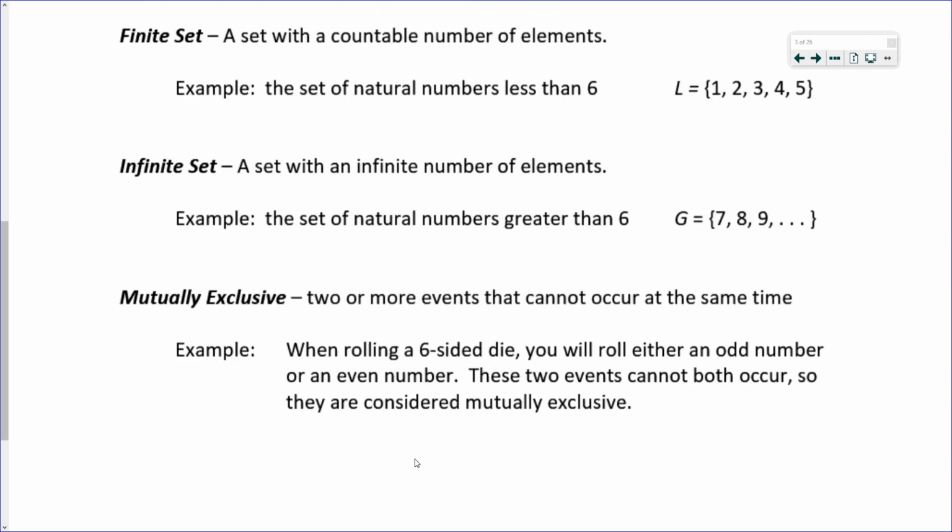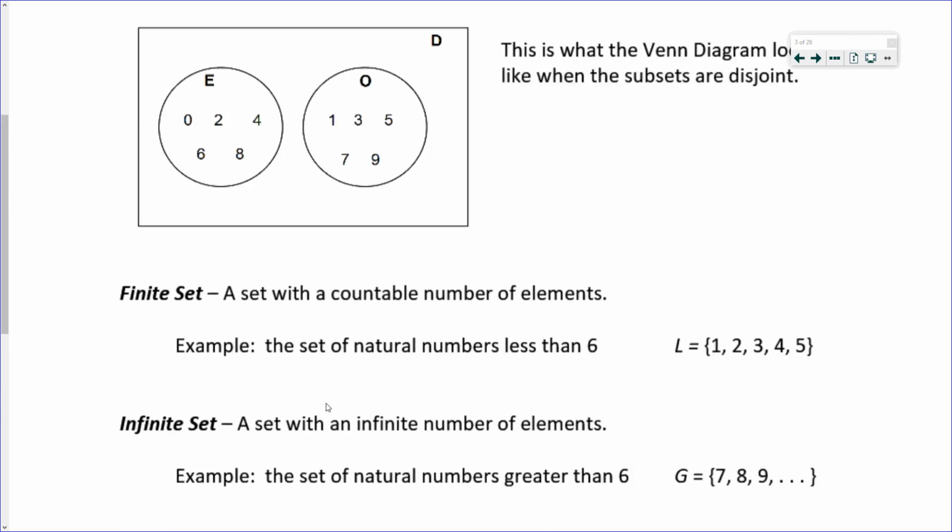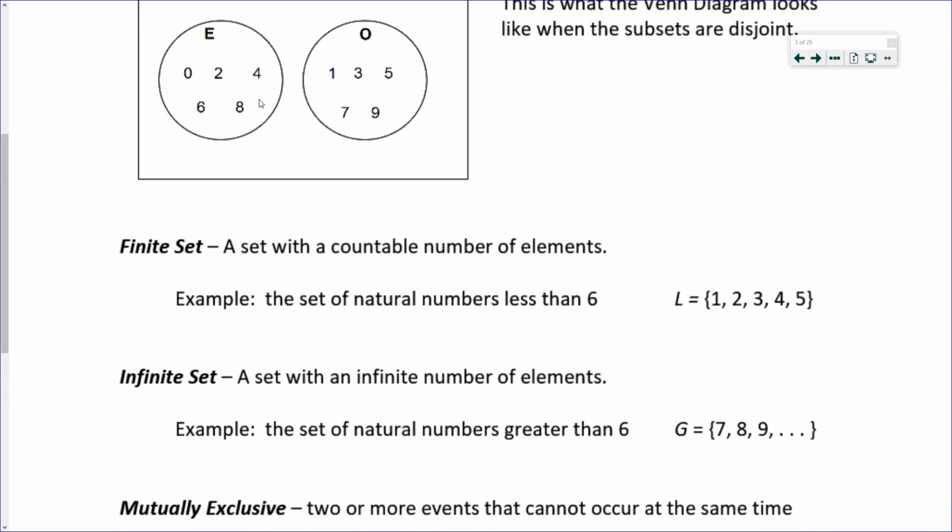If I talk about something that's mutually exclusive, highlight this one. This one's important. Two or more events that cannot occur at the same time. So when rolling a six-sided die, you roll either an odd number or an even number. These two events cannot both occur at the same time, so they're considered mutually exclusive.